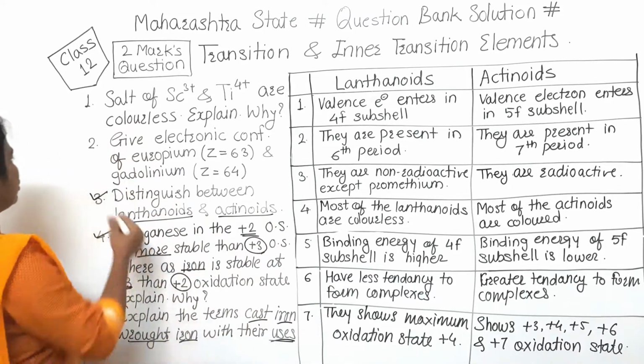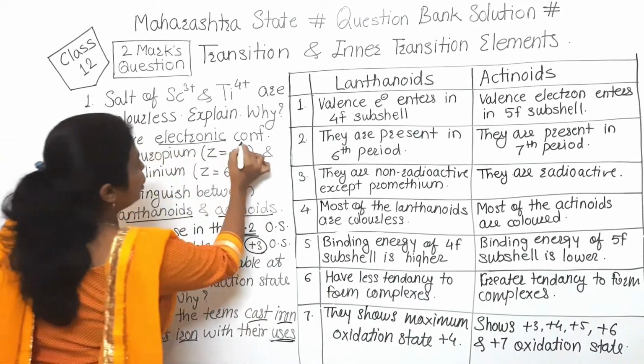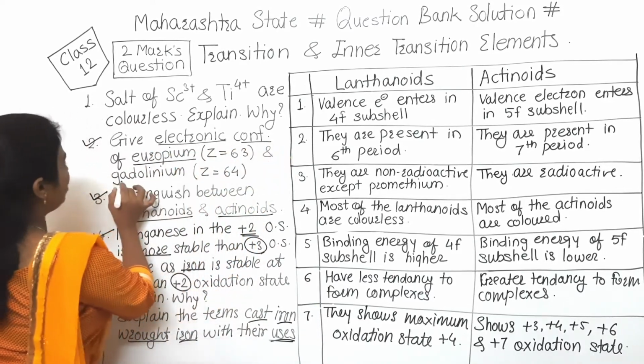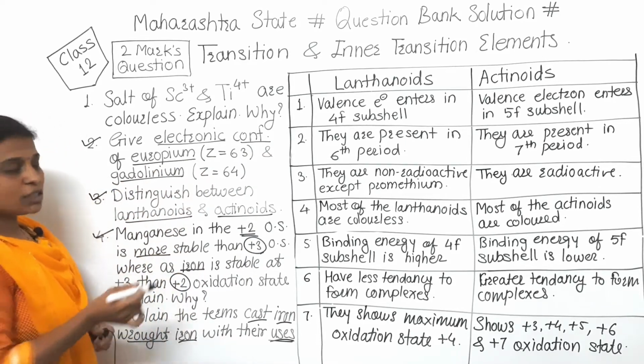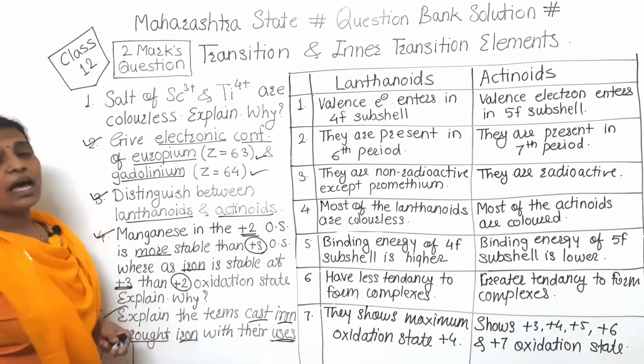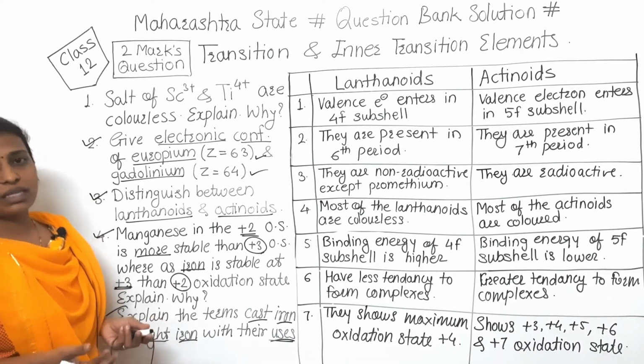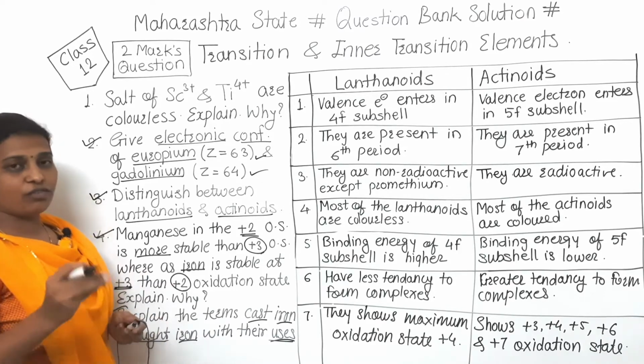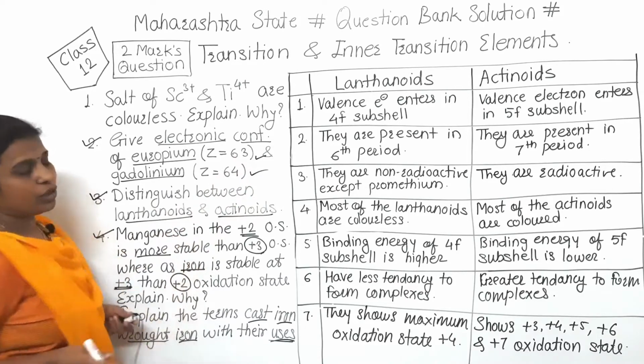Now what is the next question? Next question: give the electronic configuration of europium and gadolinium. One plus point is there, they have given the atomic number here. If the atomic number is there, then hopefully everyone will be able to write the electronic configuration.